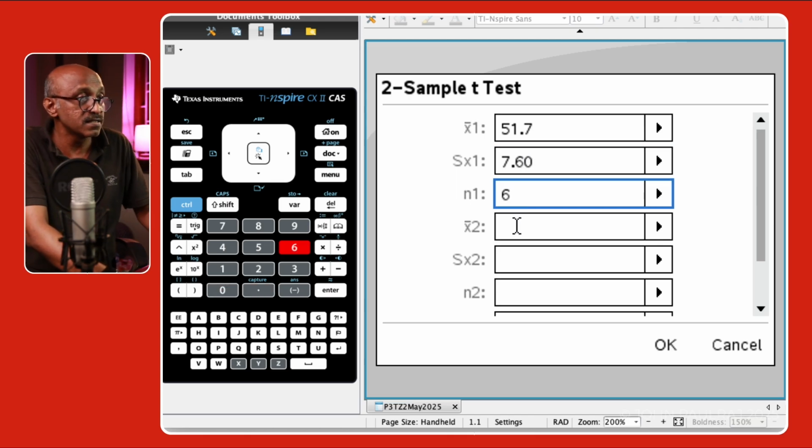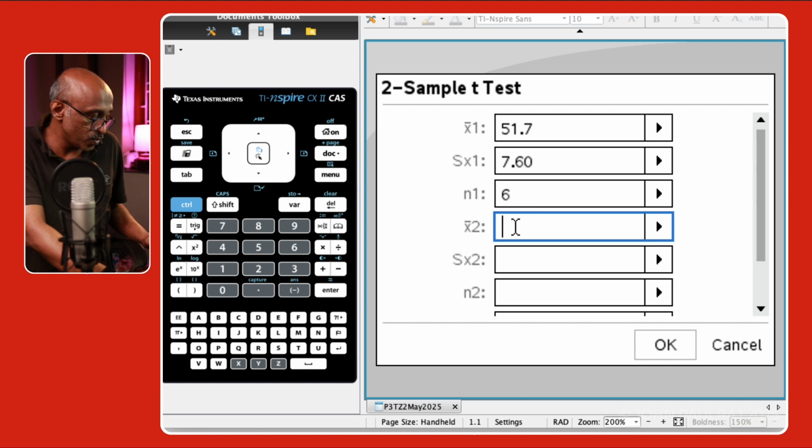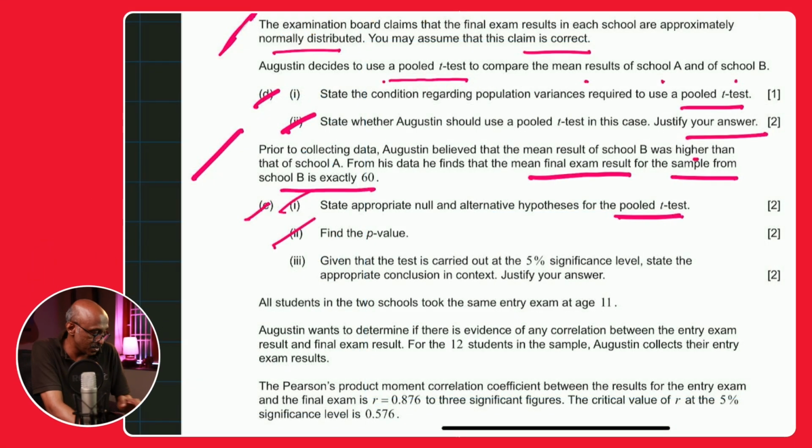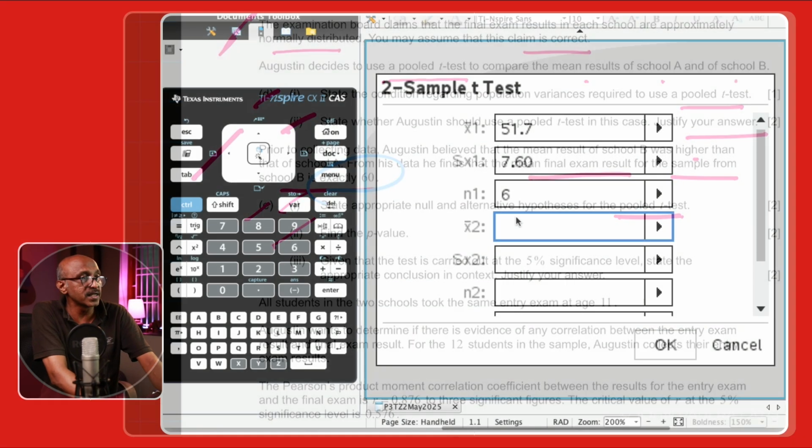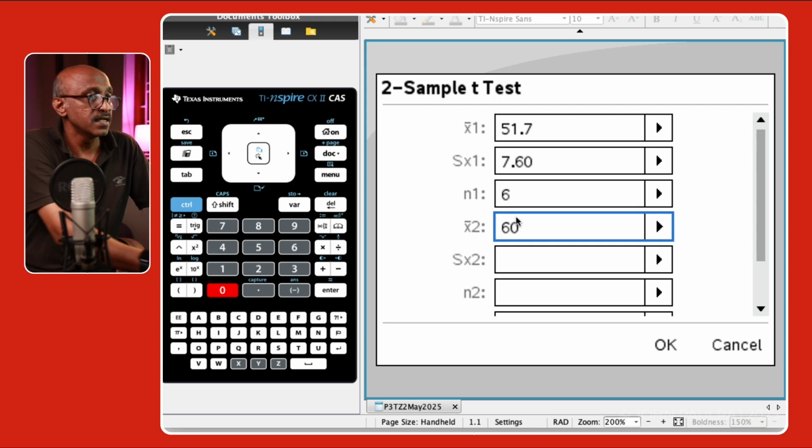Sample size was 6. Okay, x bar 2, they've mentioned just in this part, right? They've mentioned it very clearly that it's 60. They've said that from his data, he finds that the mean final exam result is exactly 60. Can you see that? So we're going to enter 60 here. Okay, so coming back to my calculator, this is going to be 60.